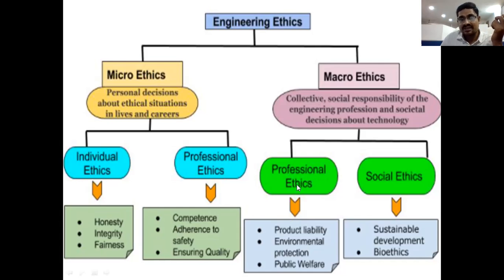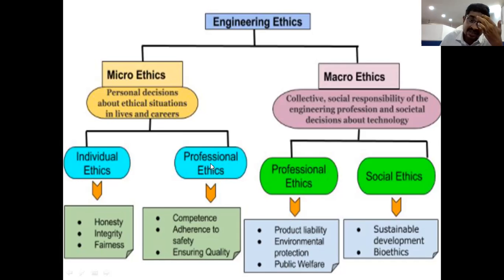So professional ethics: micro professional ethics, macro professional ethics. Look at this. These two words are the same, but their senses are different, their meanings are different, right? Macro professional ethics means product liability, environmental protection, and public welfare. These are a few functions or activities performed by the group of people belonging to the company.